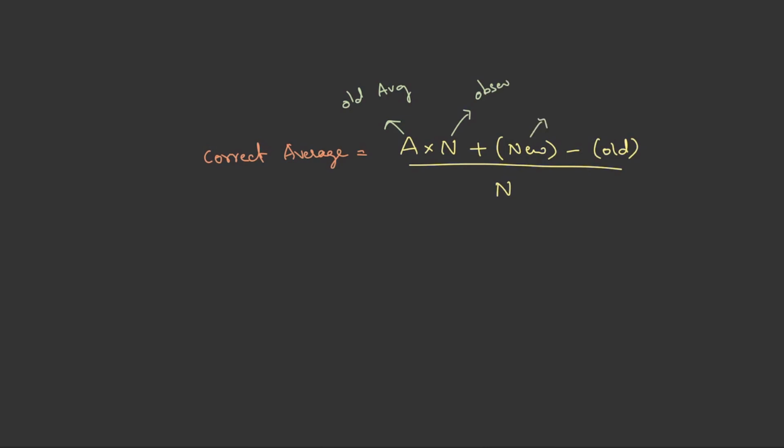New means if they give one value, you take that value, or if they give multiple values, take the sum of all those new observations. And old also, if it is one, you can take that value directly, or you take the sum of all the old values. Let's solve a question to understand this.